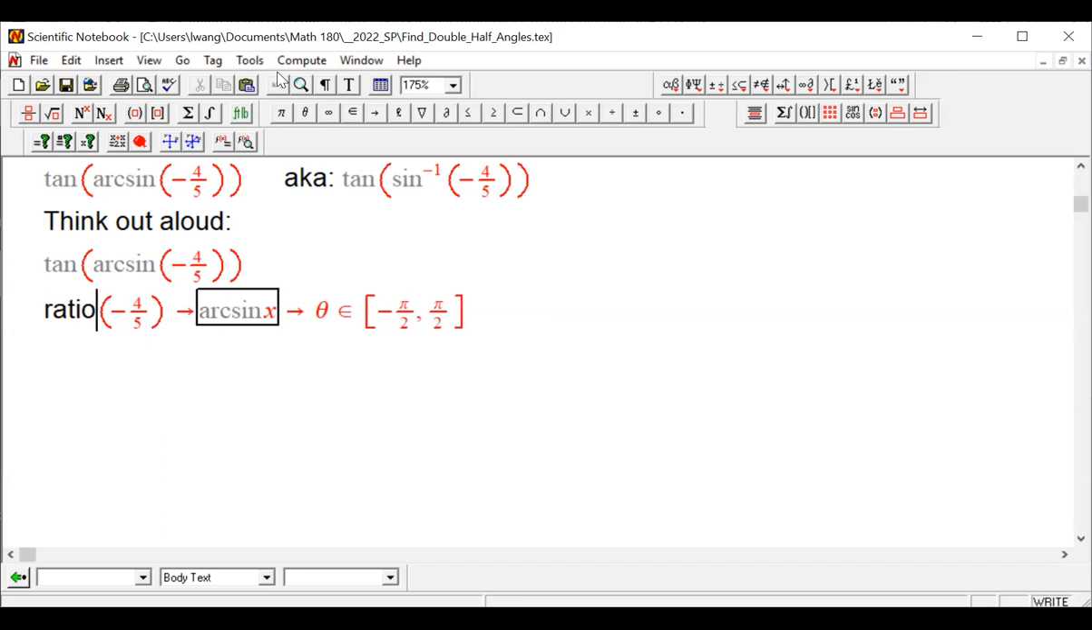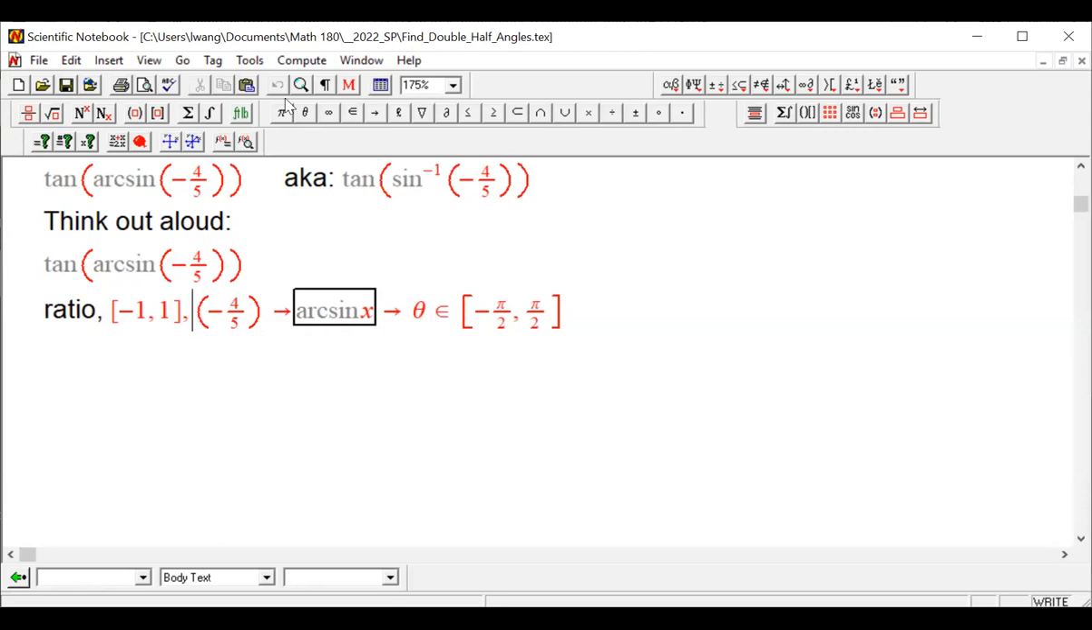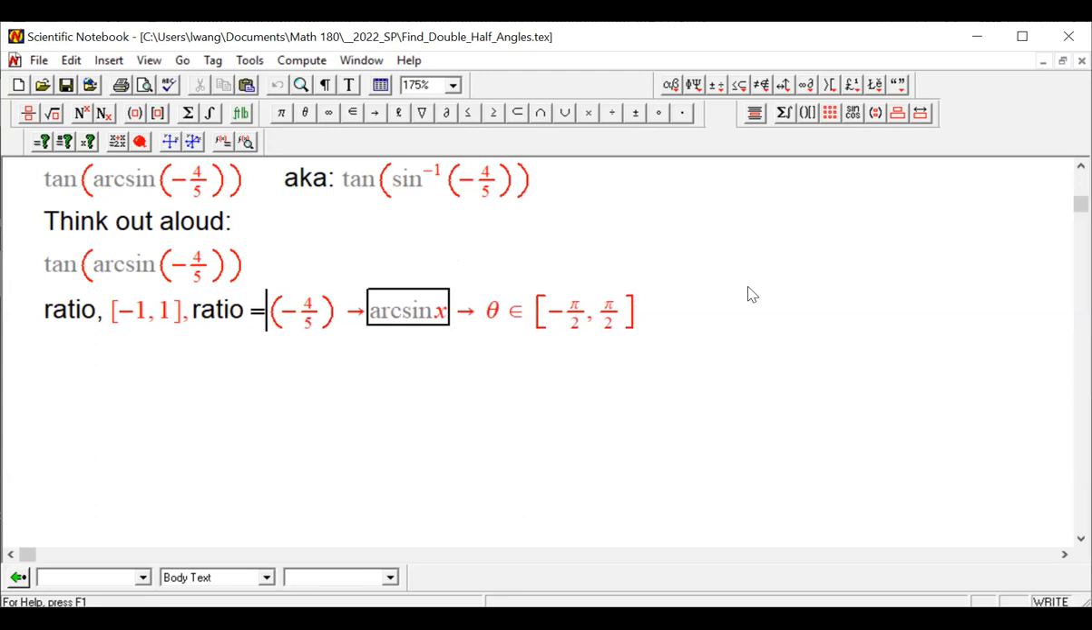We talk about that ratio, but not any ratio. The ratio has to be between -1 and +1. And certainly in our case, the ratio is equal to -4/5. So after we get this theta, we take the tangent of theta. Do you see that?